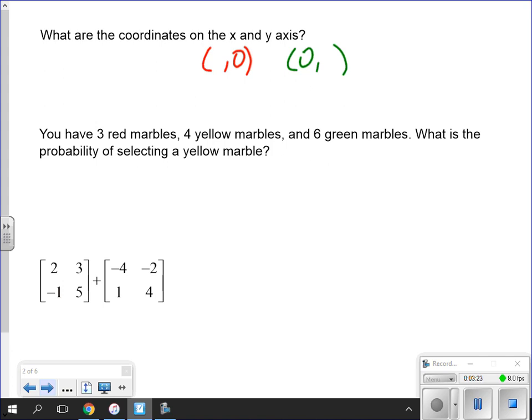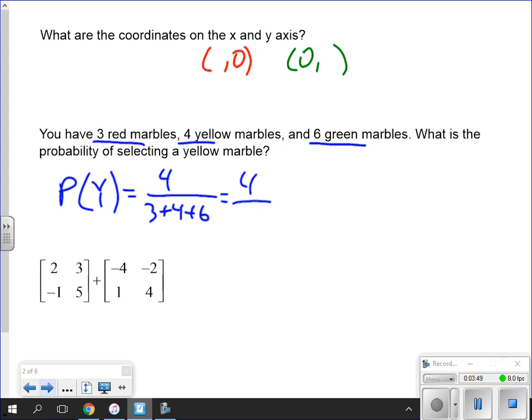Okay. You have 3 red marbles, 4 yellow marbles, and 6 green marbles. What is the probability of selecting a yellow marble? So the probability, and we use P for probability, of a yellow marble, that's what it would look like, is equal to how many yellow marbles do we have? We have 4 yellow marbles. How many marbles do we have altogether? We have 3 plus 4 plus 6. So we have 4 out of 13. And if you can reduce that, reduce it. If you can't, you can't.